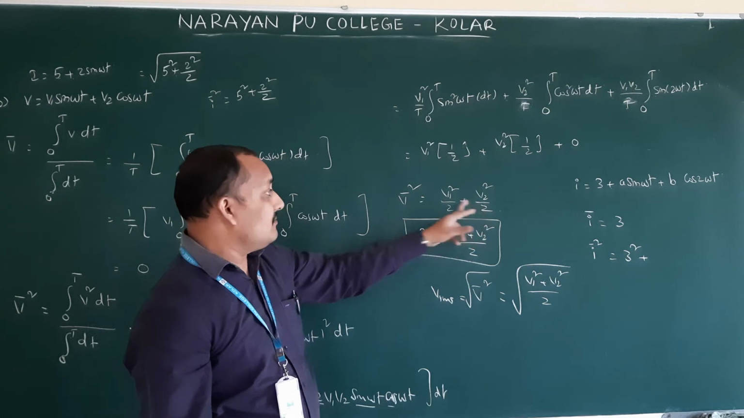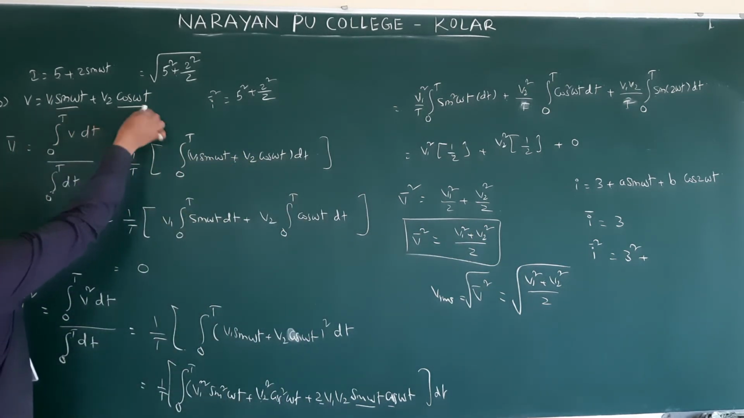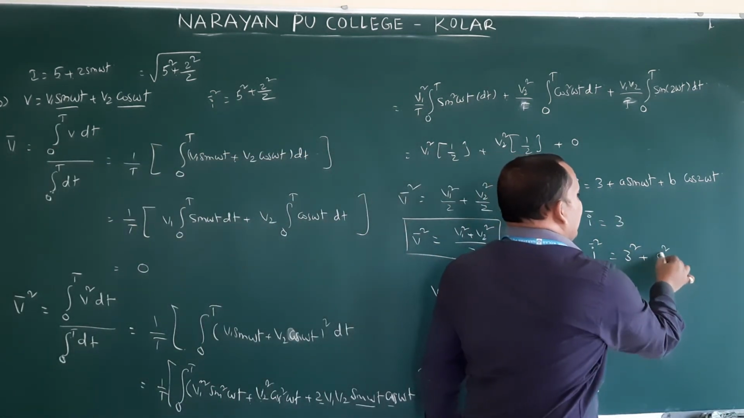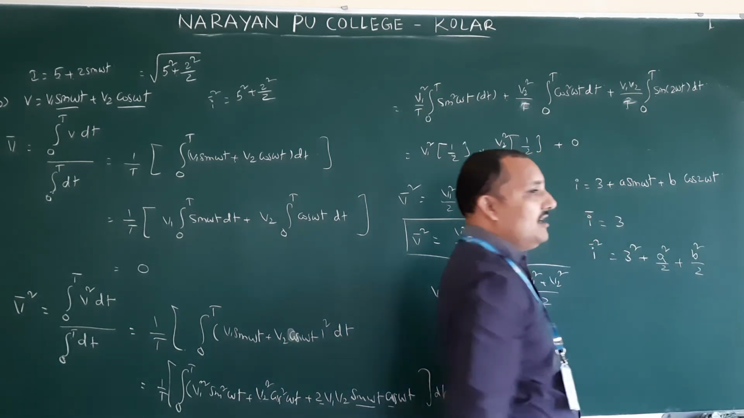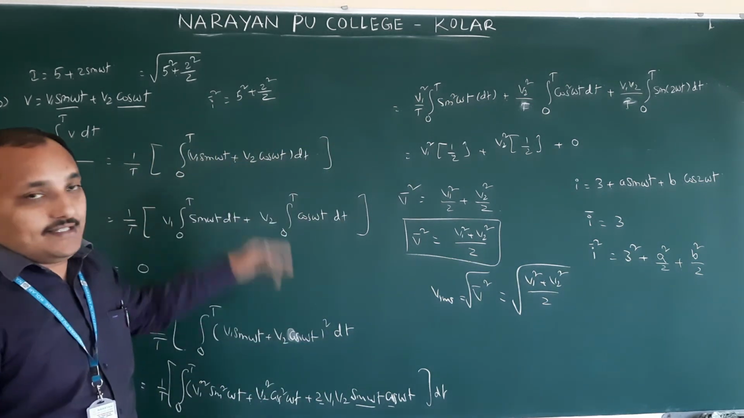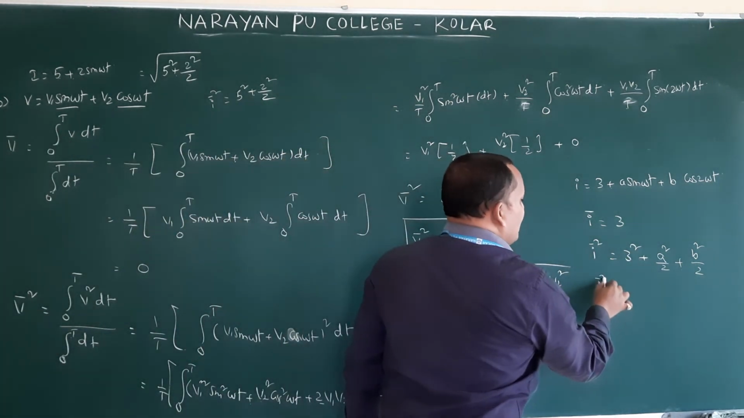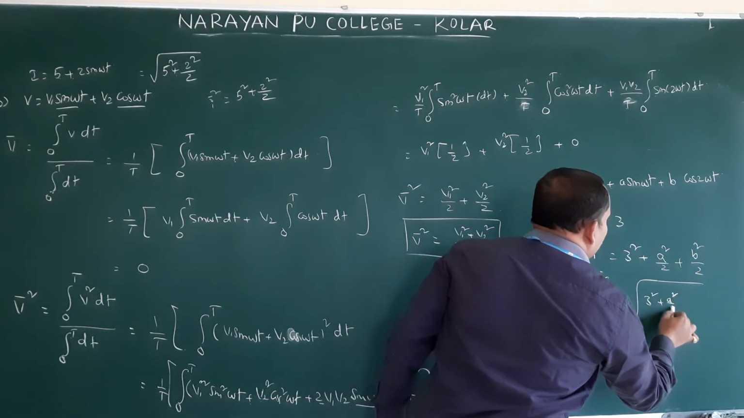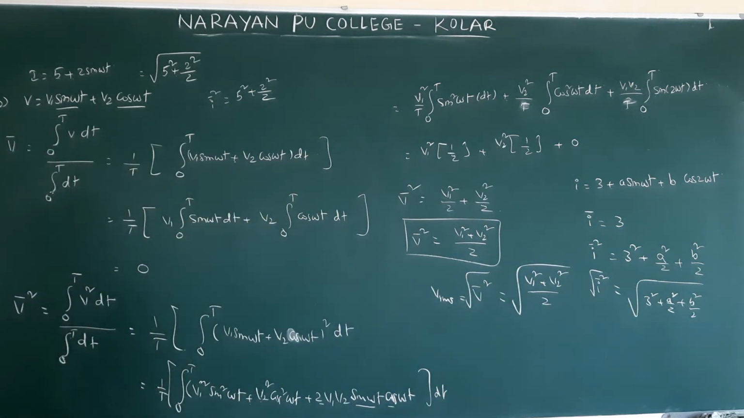Because for this, sin and cos terms are there. See the problem. Here the sin term is there, therefore you have to write a square by 2. Here you have to write b square by 2. Understood? So this is the direct method. You don't need to solve it like this. This is a shortcut, we can say. The root mean square value for this will be root of 3 square plus a square by 2 plus b square by 2. That is nothing but C.